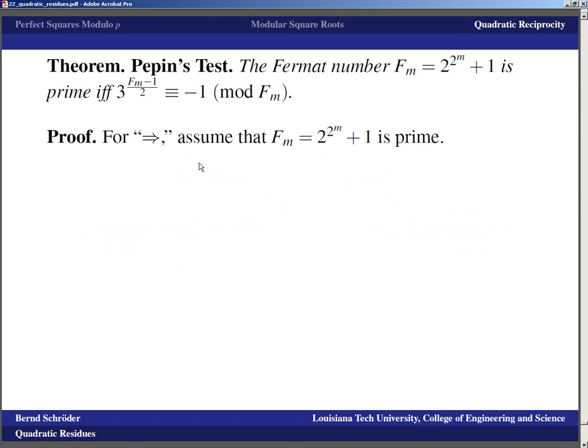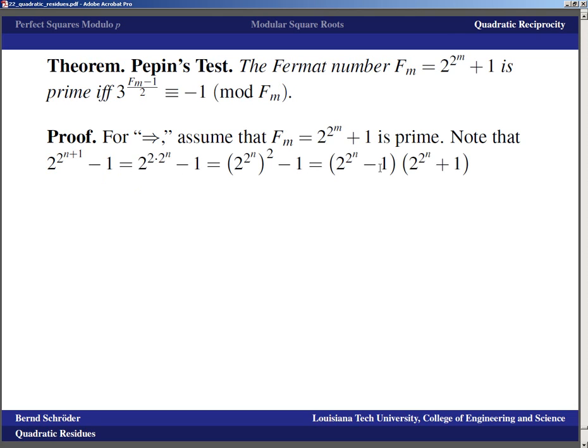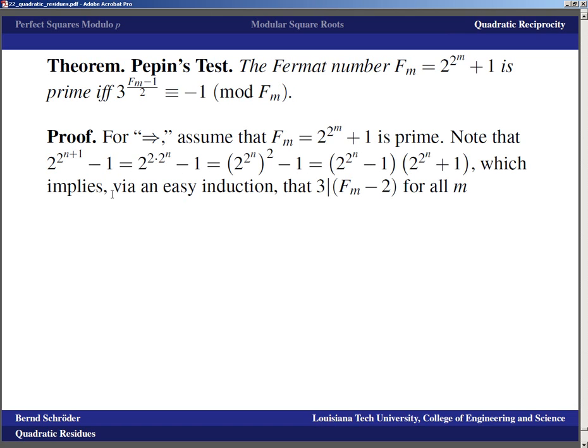Conversely, for the other direction, we assume that the Fermat number 2^(2^m) + 1 is prime. Well, for just a minute, a completely different line of thought: 2^(2^(n+1)) + 1 minus 1, well, that's 2^(2·2^n) minus 1, and that's (2^(2^n))² minus 1, which is (2^(2^n) minus 1) times (2^(2^n) plus 1).